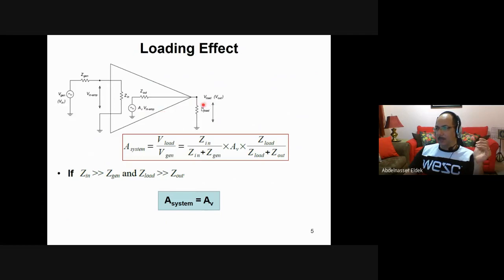So AV times this one here. Now this is the V load, so let me write it here. V load, or V out in this case, equals ZL, Z load, divided by ZL plus Z out, times the voltage. The voltage here is AV times VN amplifier.